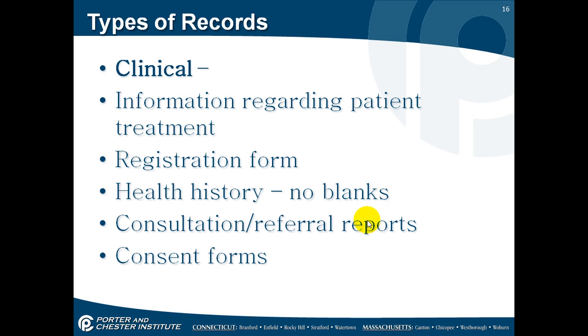Types of records. There's clinical, information regarding patient's treatment, registration form, health histories, consultation, referral reports, and consent forms. Consent forms are really important, that they are signed and that they're documented. And again, you're going to go over this in charting, but always think about what you're writing is not only for the doctor to go back to refer to the next time he sees this patient, but it's also a legal document. So you have to write it down. If you don't write it down, it never happened.